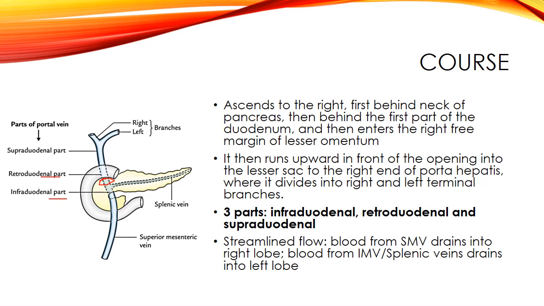it crosses the duodenum and enters into the free margin of the lesser omentum, which is present over here. Once it enters this free margin, this is the supraduodenal part of the portal vein. And once it enters into the margin of the lesser sac or the lesser omentum, then it runs upwards to the right end of the porta hepatis, and once it reaches the porta hepatis, it is going to divide into two branches. We will have a shorter, wider right branch on the right side, and we will have a long and narrow left branch on the left side.